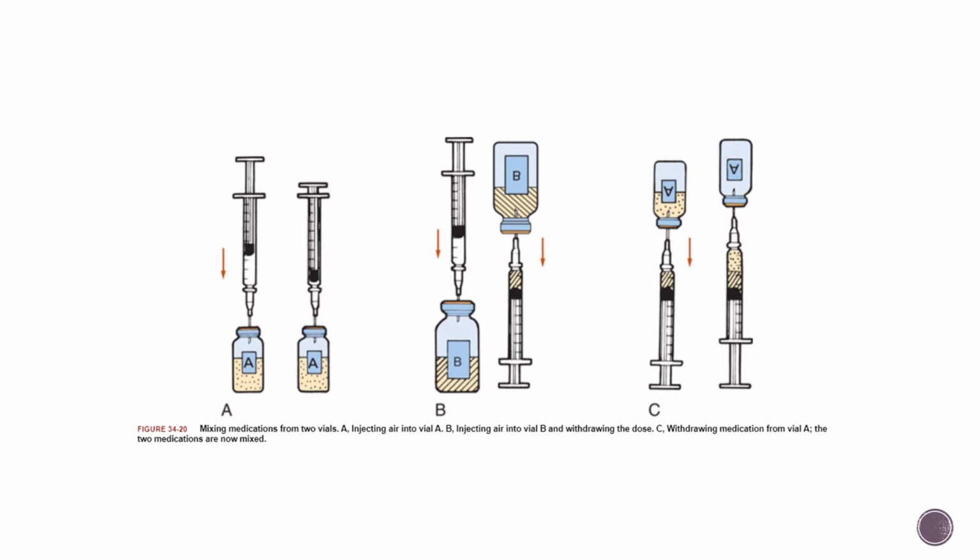Slowly pull back the plunger of the syringe to fill the syringe with the correct number of units of the cloudy insulin to be given. This will prevent air bubbles entering the skin. Then remove the needle from the bottle.